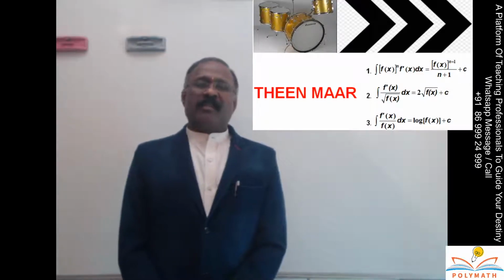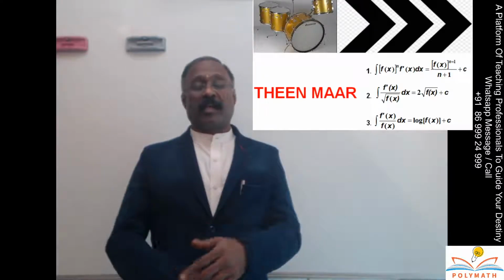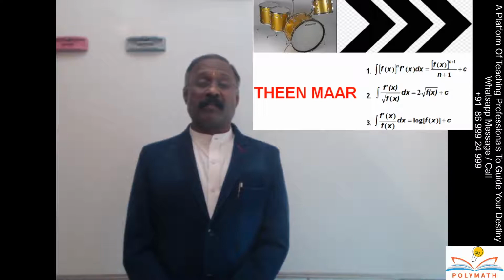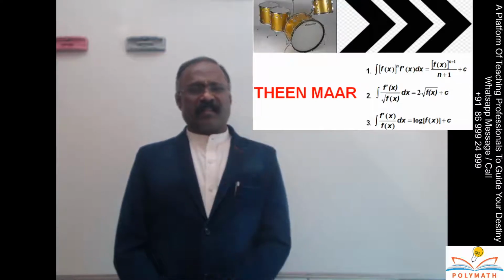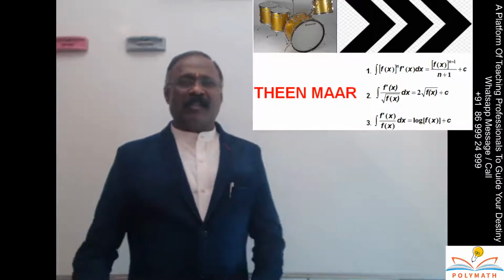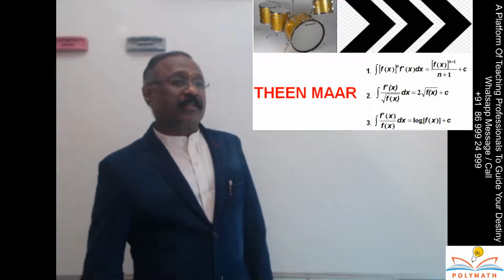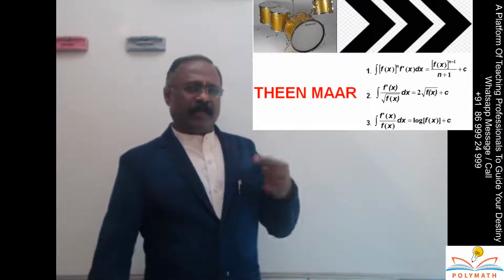And the third one: integral f dash x by f of x dx, which is nothing but log mod f of x. Don't think that it is again a different formula. It is nothing but integral 1 by x dx equals log mod x plus c. By taking f of x as t, we get f dash x dx as dt, so it takes the form of integral dt by t, which is log mod t. So we'll be working out the problems based on these three formulae: Maar 1, Maar 2, Maar 3.